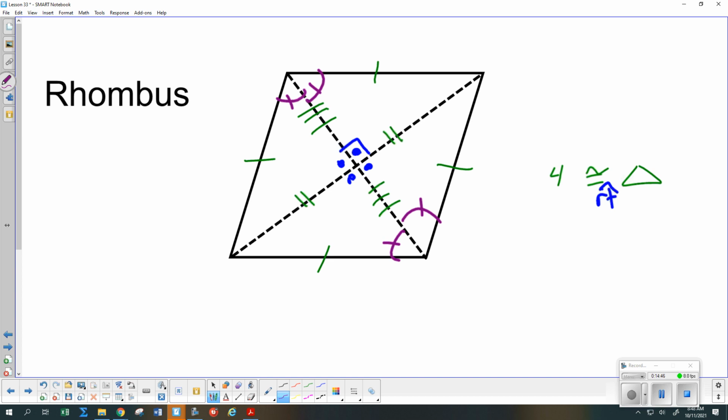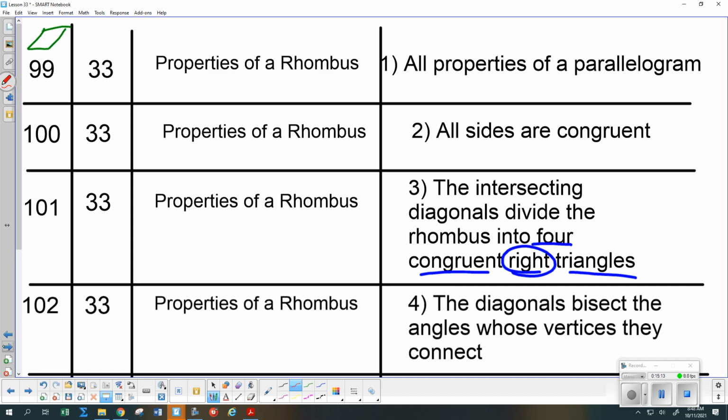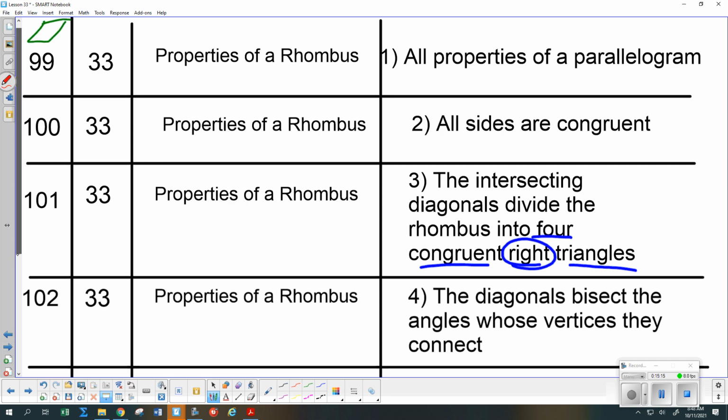If I go across from the three tick mark side, I have this angle, and this angle, and this angle, and this angle. So what this property is saying is these two pieces have to be congruent. These two pieces have to be congruent. This diagonal bisects those original corners, and same for the other one that I already have drawn up here.